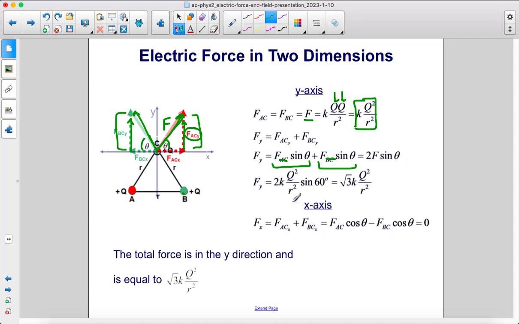Now we're going to plug in our numbers. So 2 times F, which we've already said is k Q squared over R squared, times sine 60 gives us this as our answer. In the x dimension, the forces cancel out. So it's not as interesting. Those just add up to 0. So therefore, the total force is going to look like this. It's twice as long, right? So it's this vector plus this vector. It'll go straight up, and it's going to have a magnitude of the square root of 3 k q squared over r squared.